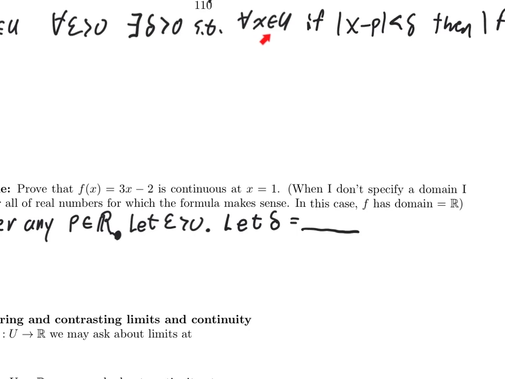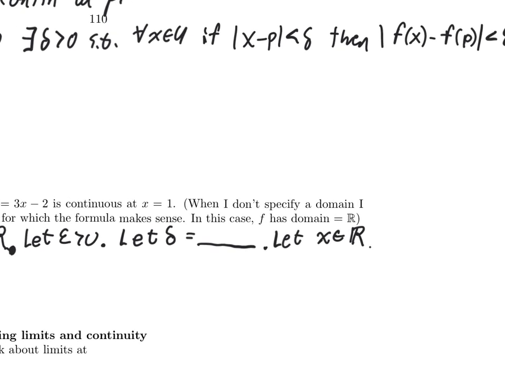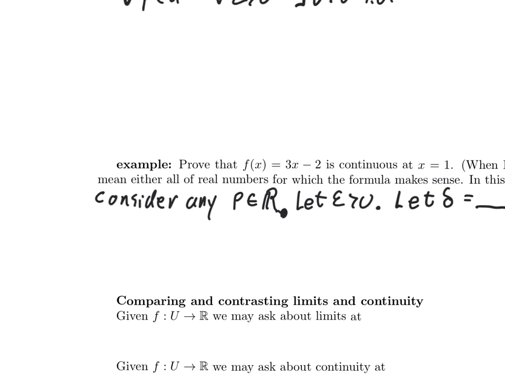Next, I need to prove something is true for all x in U. So let's let x be an element of the domain, in this case the real line. And the thing I need to prove is that if this, then that. So let's assume the hypothesis of that if-then. Let's assume absolute value of x minus p is less than delta.